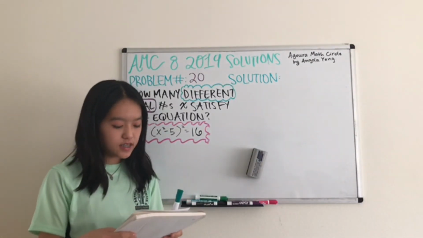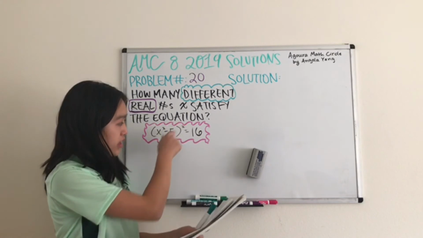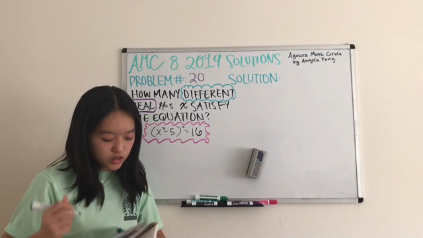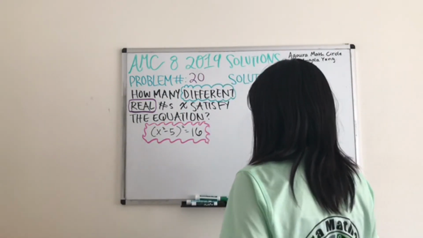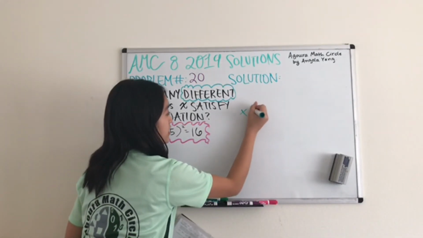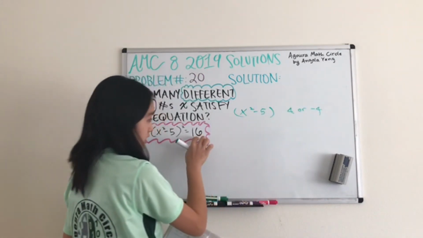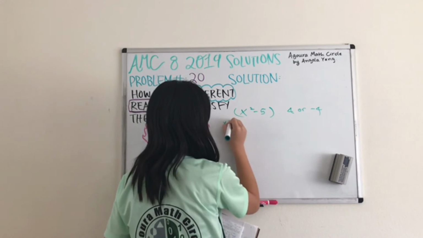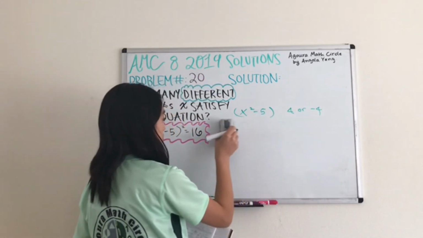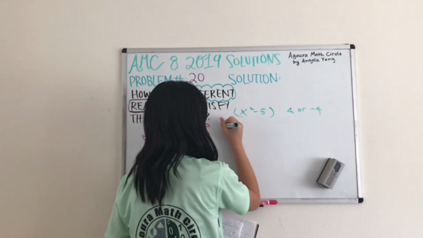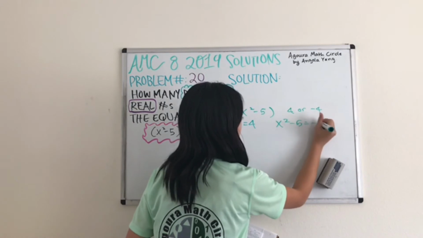Problem number 20 states, how many different real numbers x satisfy the equation x squared minus 5, and then square that, equals 16? So to solve this problem, you mainly need algebra skills. You know that x squared minus 5, this part, has to be either 4 or negative 4 in order for your answer to be 16. So you can just set the equations x squared minus 5 equals 4, and x squared minus 5 equals negative 4.